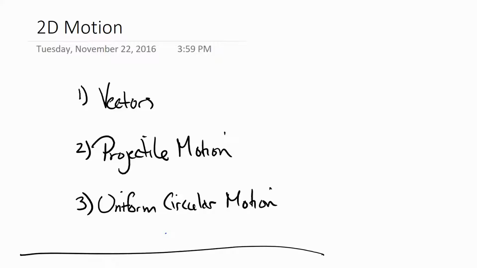And then the other example we're going to look at is uniform circular motion, which is motion that happens when you go uniformly around a circle, hence its name. It's a good example. It'll come up a couple times in a couple of contexts, and so it'll be useful here.